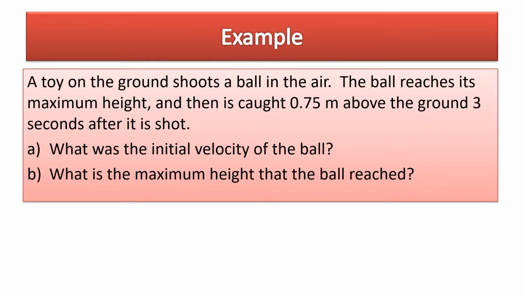So for example, a toy on the ground shoots a ball in the air. The ball reaches its maximum height and then is caught 0.75 meters above the ground 3 seconds after it's shot. So it's like the scenario we just saw. What is the initial velocity of the ball, and what is the maximum height that the ball reached? So I'll draw myself a picture. It's always helpful to draw a picture.